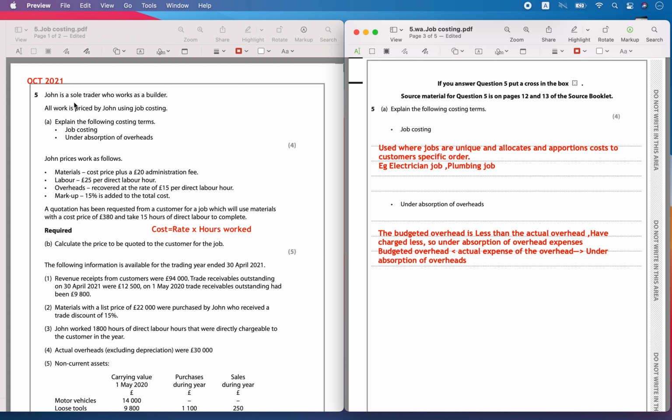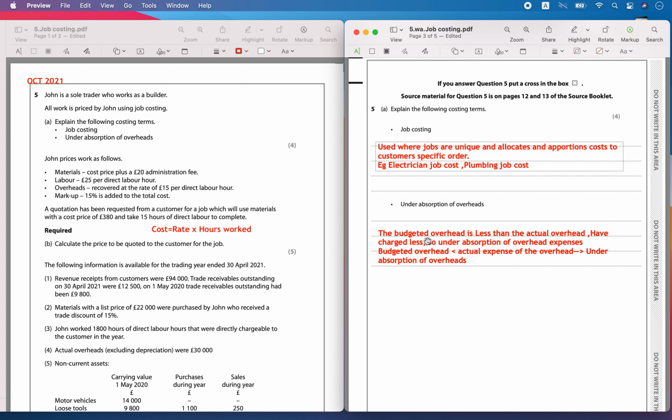Job costing is the cost that's calculated for a unique job for a customer order, wherein I am going to allocate and apportion the different types of costs as per the customer requirements. Example, an electrician's job cost quotation. For a plumbing job, the cost quotation is prepared differently, so it will be unique, it will not be the same, and such a quotation is called job costing. So it is used where jobs are unique, and it allocates and apportions the cost to a customer-specific order.